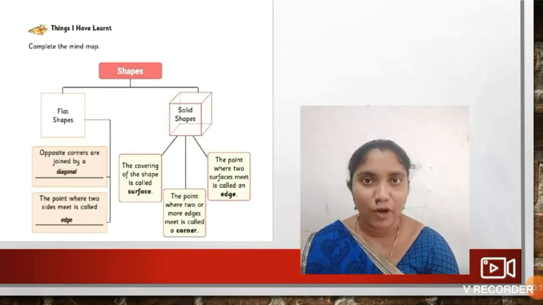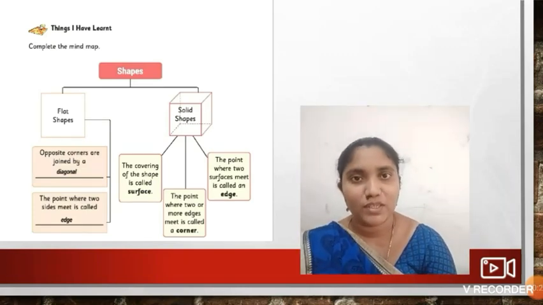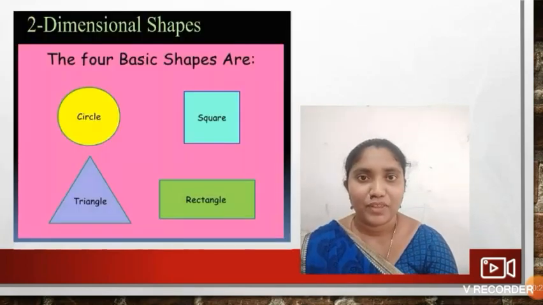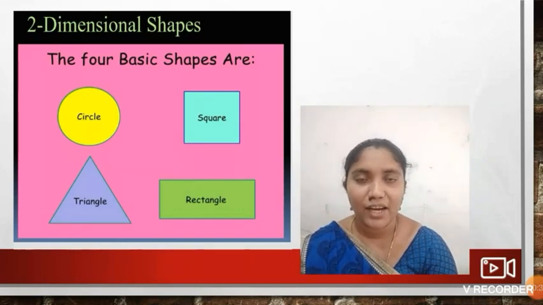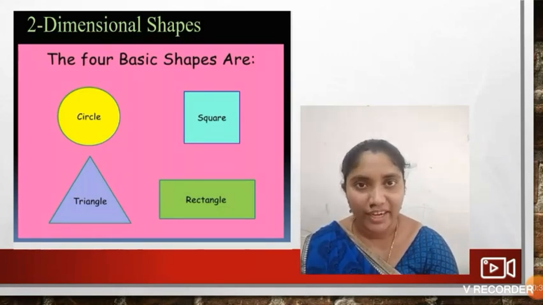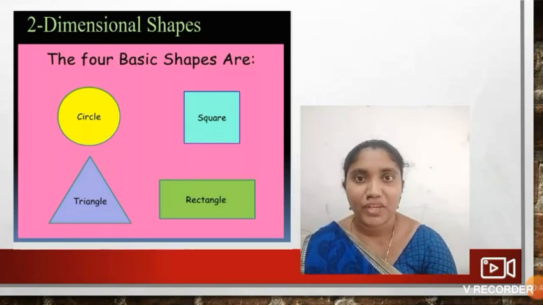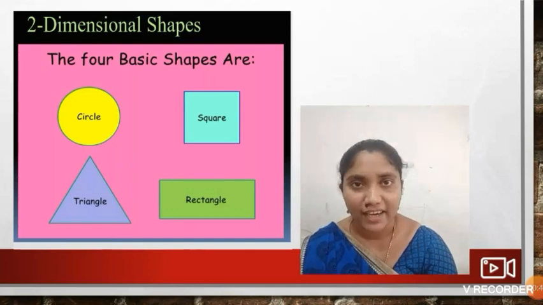In shapes you learned about flat shapes and solid shapes. What are the flat shapes? Flat shapes are also known as two-dimensional shapes. The 2D shapes are square, rectangle, triangle and circle. The shapes have 2 dimensions called length and width. In 2D shapes you learnt about adjacent and opposite corners. And also you learnt about a diagonal.